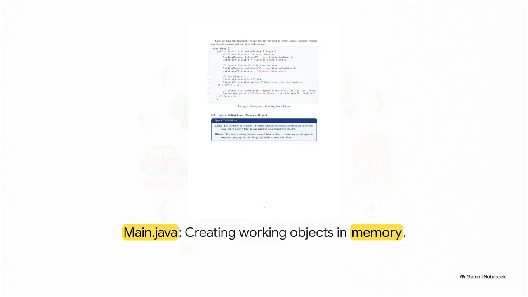Look really closely at lines 4 and 8. We use a very special, very powerful command in programming, the new keyword. By typing new VendingMachine(), we are actively telling the computer, hey, go look at that blueprint we made earlier and build me an actual working machine right now in memory. And notice we actually do it twice. We create object 1, which we cleverly call libraryVM, and set its location to library first floor. Then we create object 2, called cafeteriaVM, and we put it in the student cafeteria. We now have two entirely separate living entities operating inside the computer.